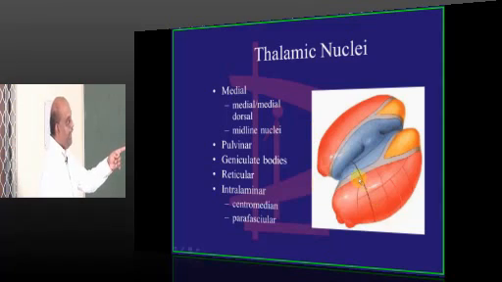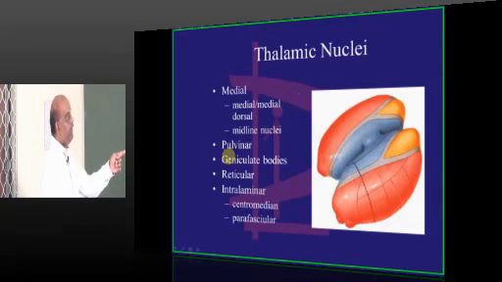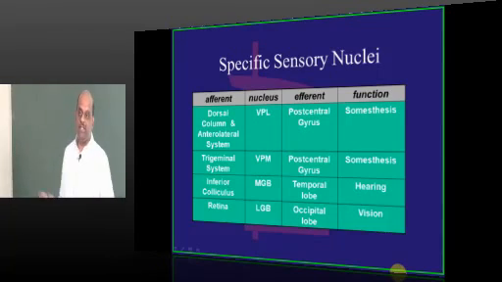Then we have the medial group. In that we have medial dorsal and midline nuclei. Then pulvinar, geniculate bodies. These two are the lateral and medial geniculate bodies. Then we have reticular nuclei, you have seen earlier, and intralaminar, we have two intralaminar nuclei which are called centromedian and parafascicular. So that is the general structure.